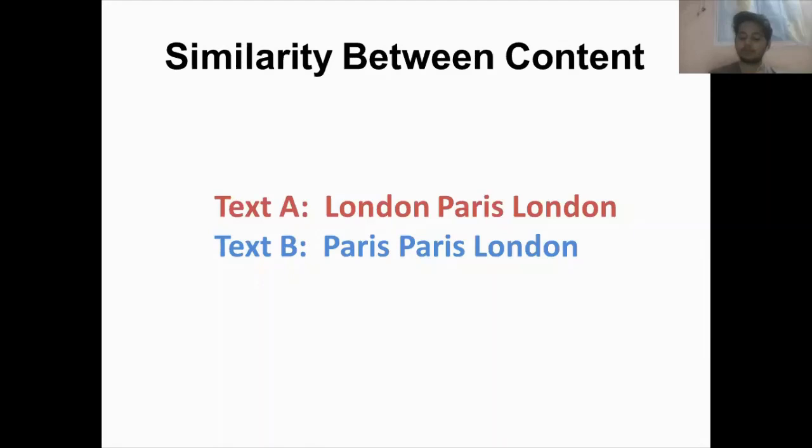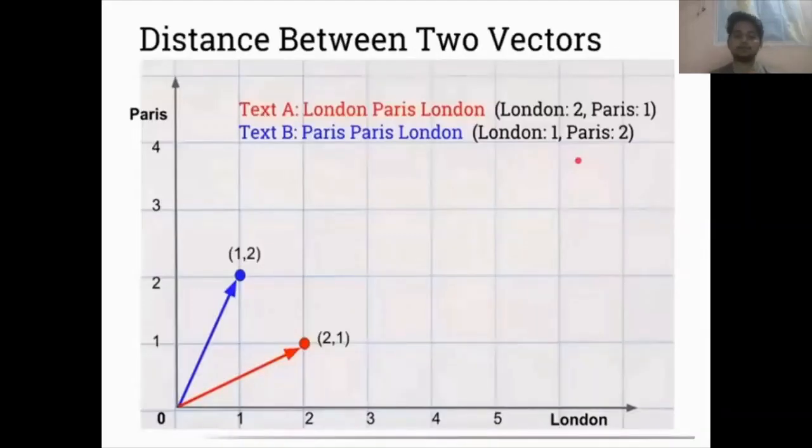We have to come up with a score for these two sentences so that we can plot them on the graph. Here we have a graph where the x-axis is London and the y-axis is Paris. Now we have to plot these sentences on the graph. In the first line, London appeared 2 times and Paris appeared once. And in the second line, London appeared once and Paris appeared 2 times.